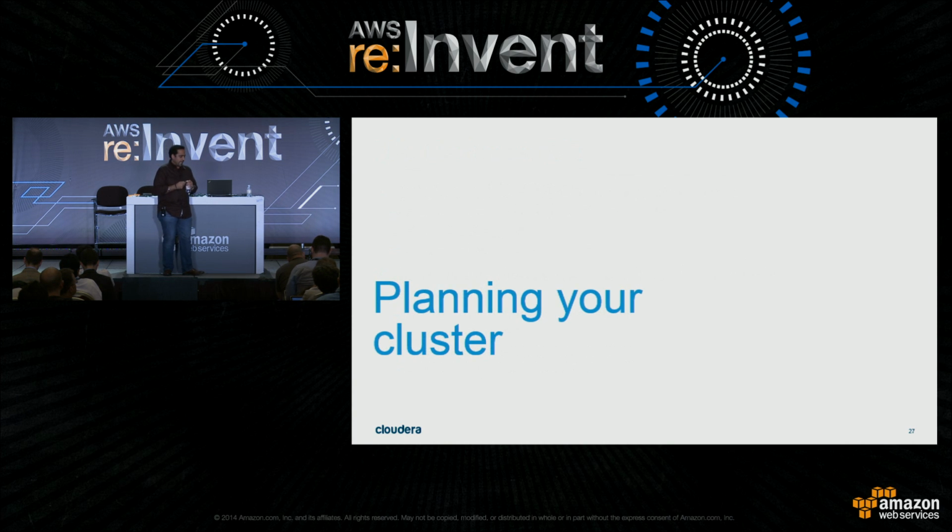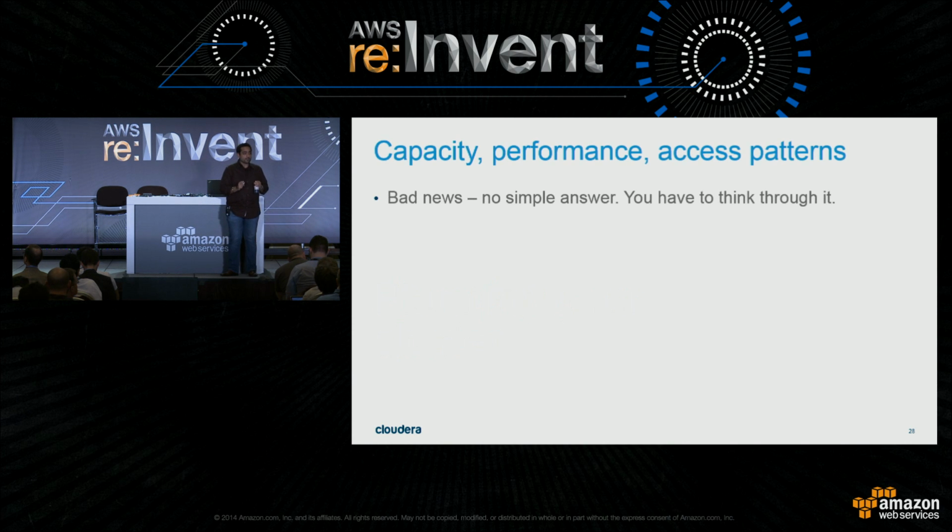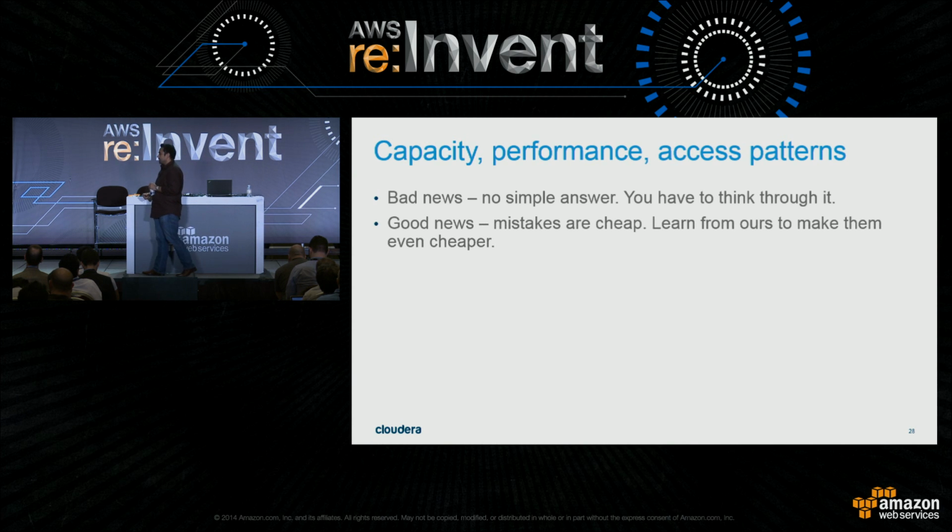So let's look at sort of planning your cluster, right? And we talked about all these different considerations from storage, compute, networking standpoint, but really, how do you go about using all of this and planning your first deployment? The bad news is there's no simple answer, unfortunately, right? You have to think through all these considerations. Now, the good news there is mistakes are really cheap, right? You don't like what you see from a performance standpoint, kill the cluster, get a new one with beefier boxes. And obviously, whatever we're sharing here is what we've learned over the course of the last year and a half supporting production deployments in AWS.